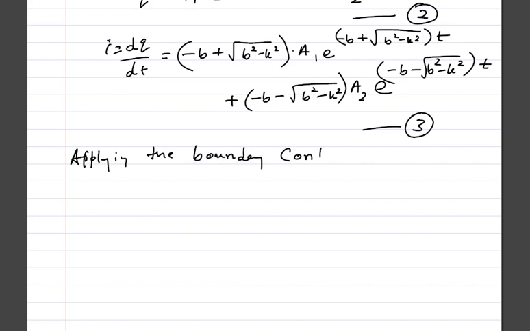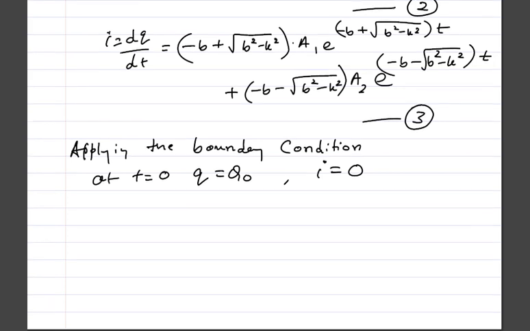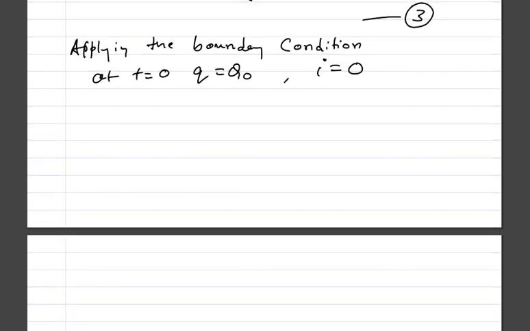There are two boundary conditions. The first one is at t equal to 0, q is equal to q naught, and I is equal to 0. So these are the two conditions. From that, equation 2 implies a1 plus a2 is equal to q naught.